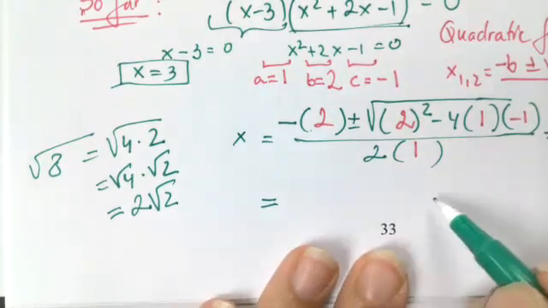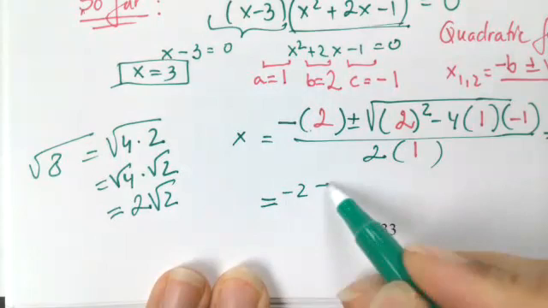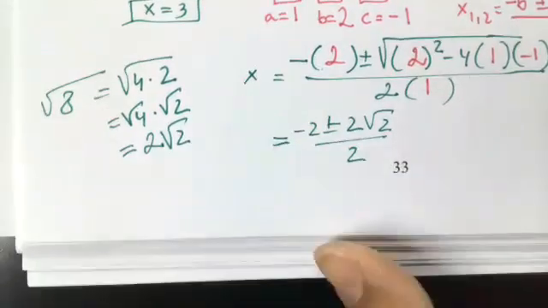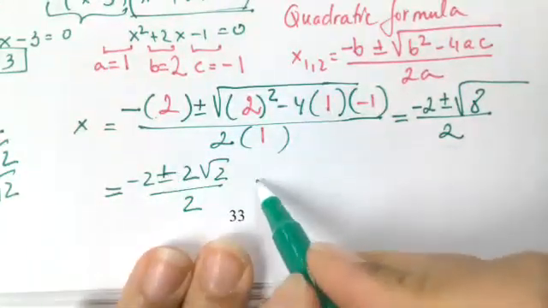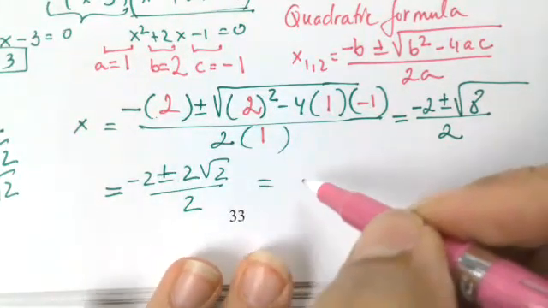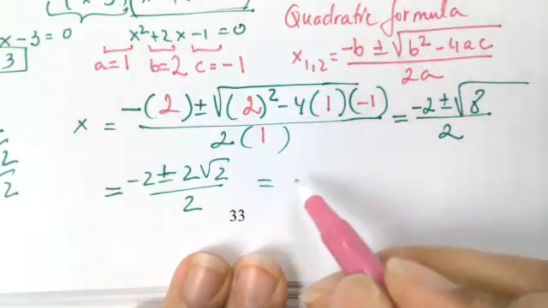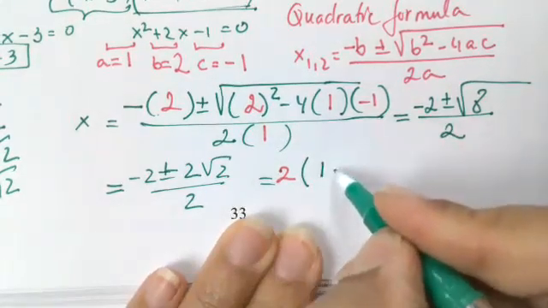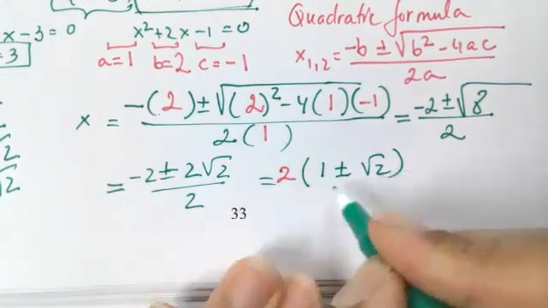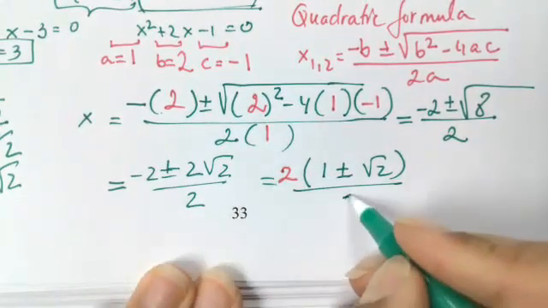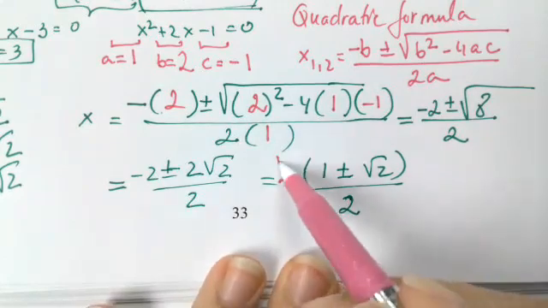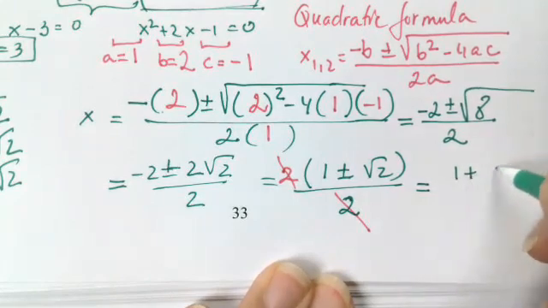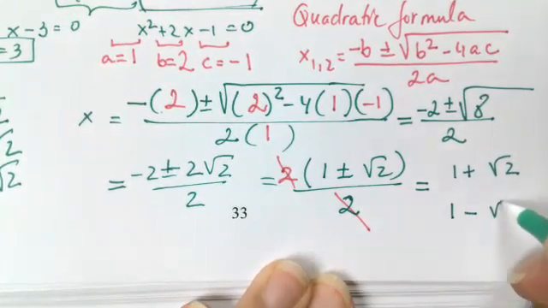Now, why did I do all that work? Well, because the 2 will cancel nicely out of these. So factor it out. Remember, I told you, you can only cancel if it's a multiplication. So we can take the 2 outside, and we get 1 plus or minus the square root of 2, and then the 2 at the bottom. And now you can cancel the 2s. And our solutions are 1 plus the square root of 2 and 1 minus the square root of 2.